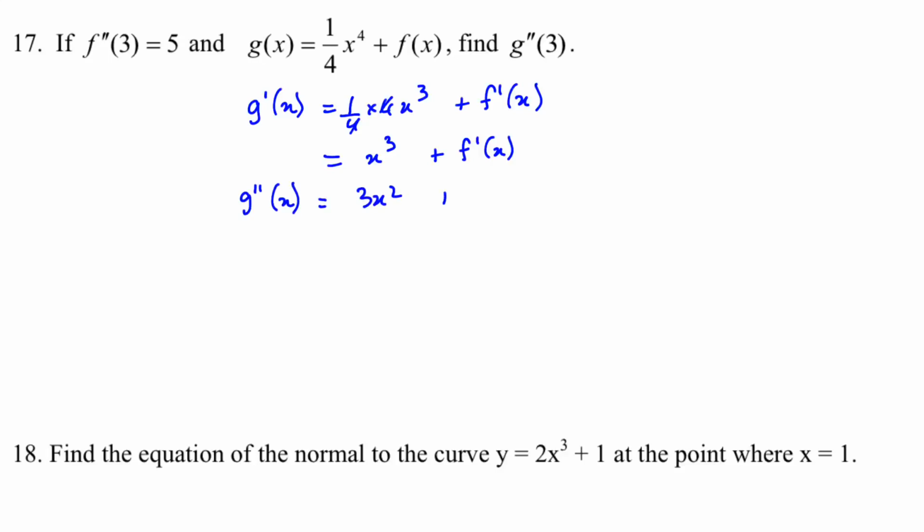3x squared plus f double dash x. They want us to find g double dash 3. So in place of x, we will put 3. 3 times 3 squared. And they want f double dash x also of 3. So we already know the answer. It is 5 plus 5. It's equal to 32. It was a little different question, but you need to think calmly what are the things that you know and solve it.